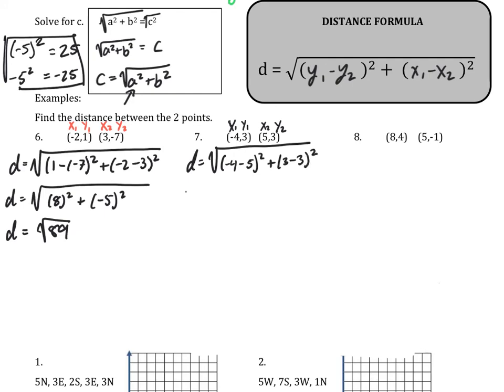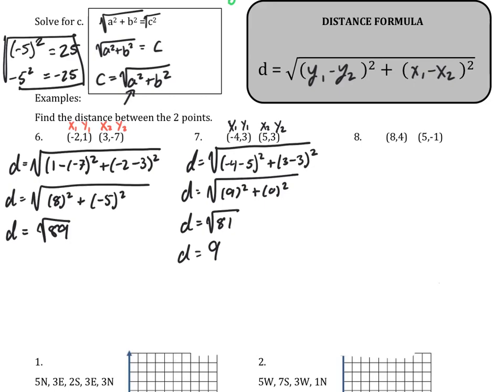All right, so then that's the square root of 9 squared plus 0 squared, which is the square root of 81. And the square root of 81 is just 9. So make sure you're simplifying.